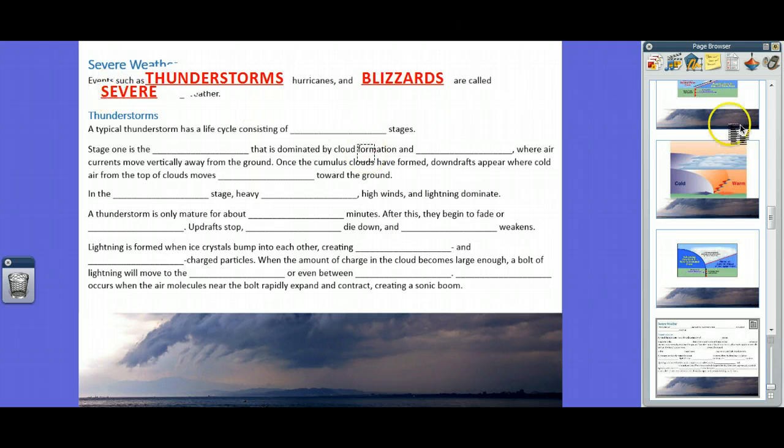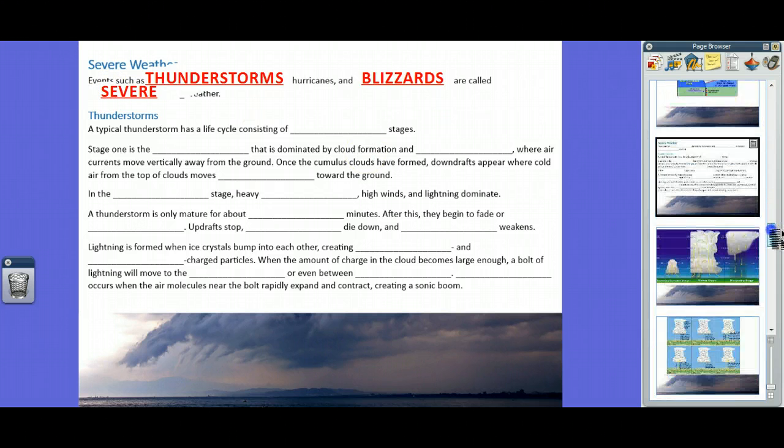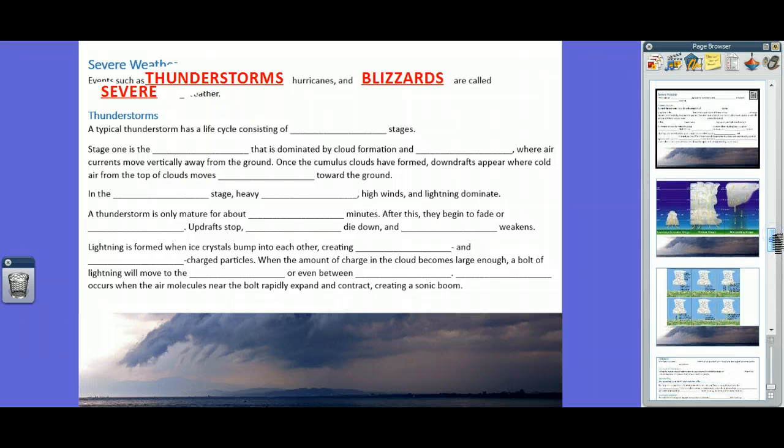Let's talk about thunderstorms. They're the most common. Pretty much wherever you're at in the United States, you will experience thunderstorms at one time or another. A thunderstorm is a weather system with a cycle in three stages. The first one is what we call the cumulus stage. This is dominated by cloud formation and winds that we call updraft, where air currents move vertically away from the ground.